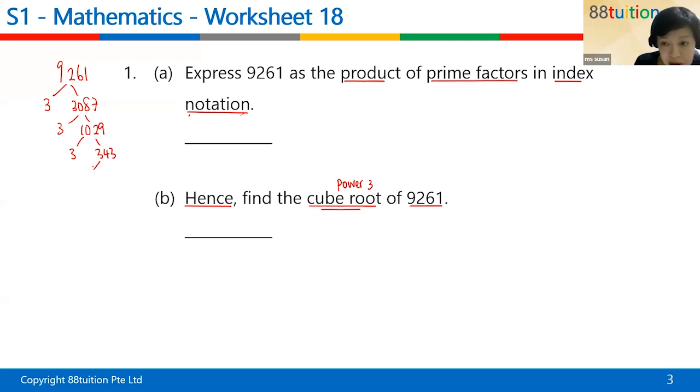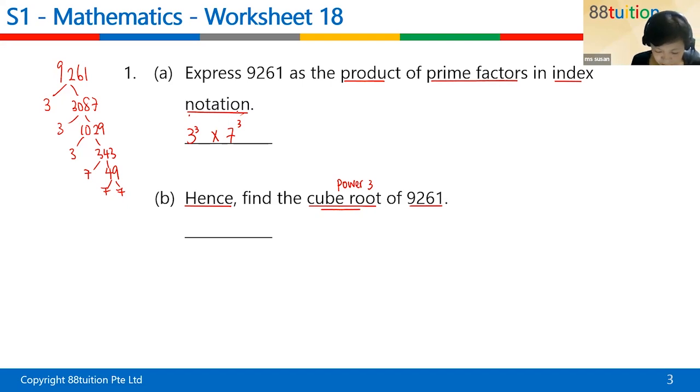343, by now you should be able to know is 7 times 7 times 7, because you learned it in P5, P6. Volume of a cube, correct? 7 times 7 times 7 is 343. So 7 times 7, you get 49. 7, you get 7. Okay, so in prime factors, it is 3 to the power of 3 in index notation multiplied by 7 to the power of 3 also.